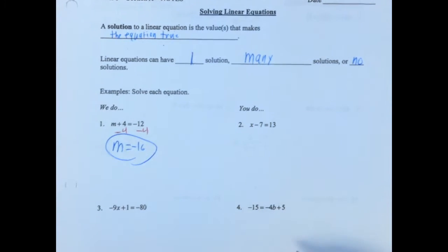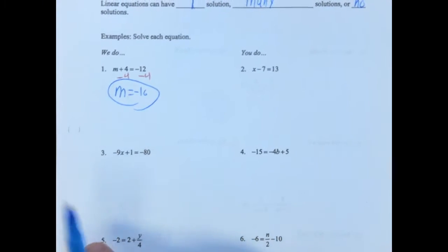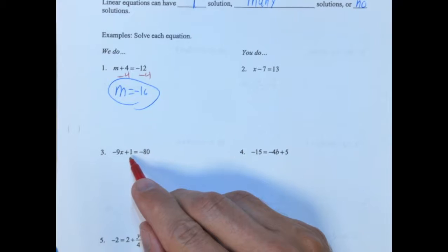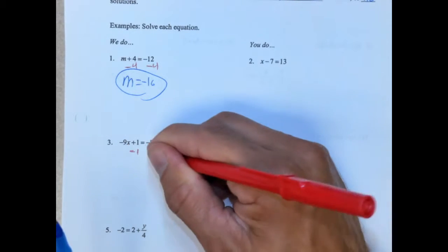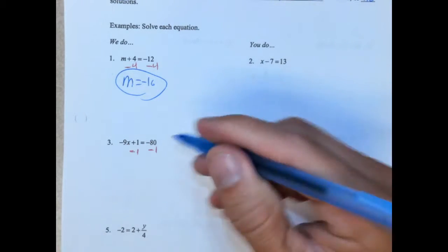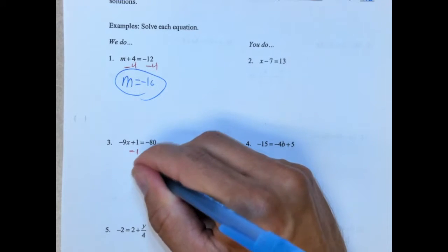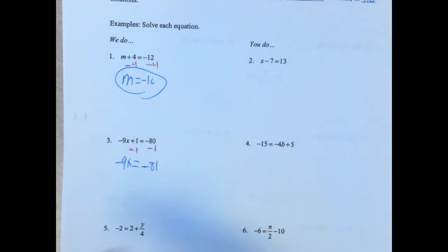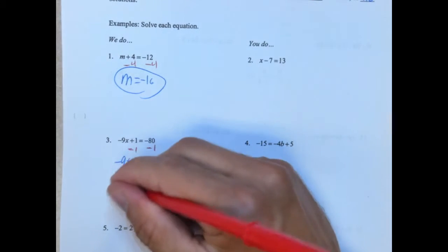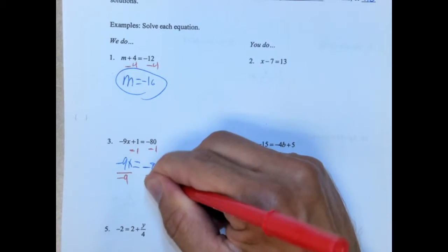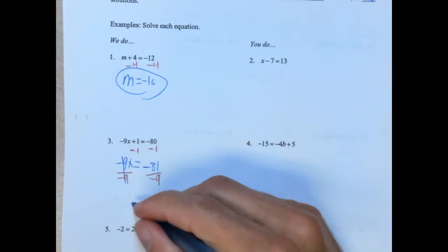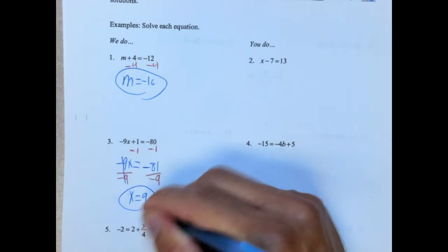I'm going to go down this way. So here we have a two-step equation. We're going to get rid of the constant first. So we're going to subtract 1 from both sides. Negative 80 minus 1 is negative 81. So negative 9x equals negative 81. We're going to divide both sides by the coefficient, which is negative 9 in this case. And that's going to give us x equals positive 9.